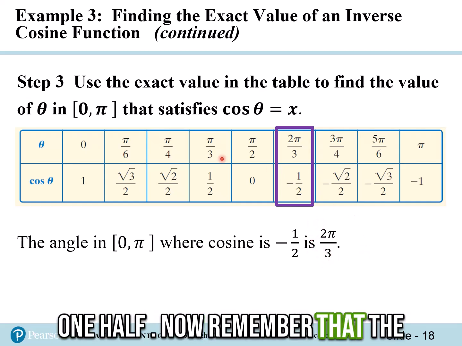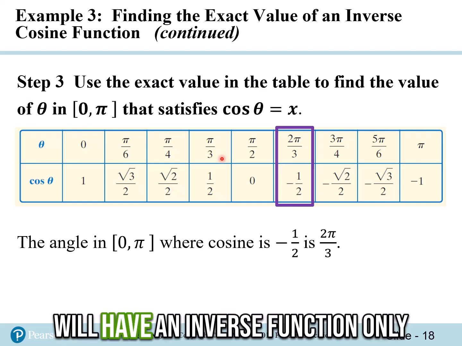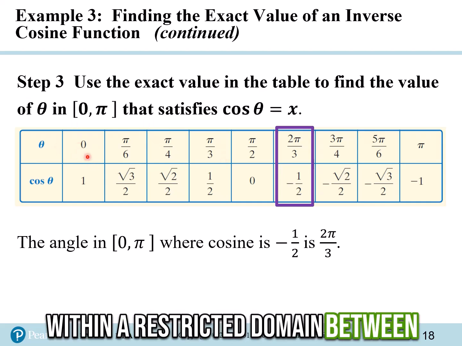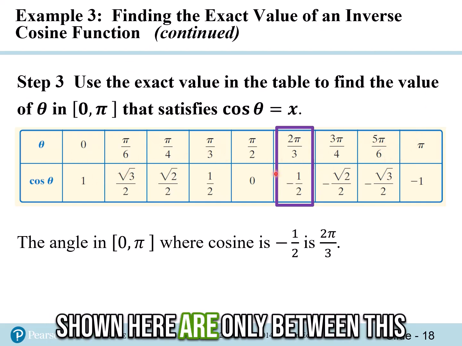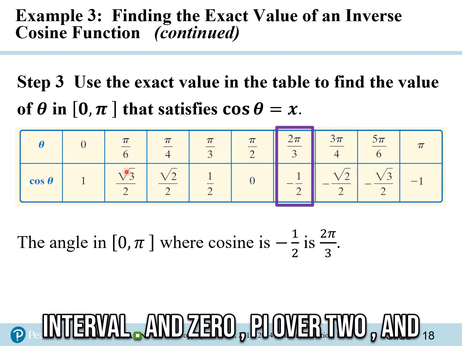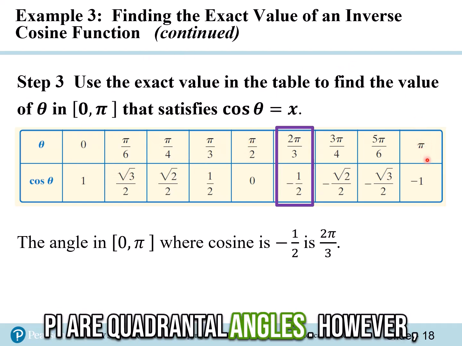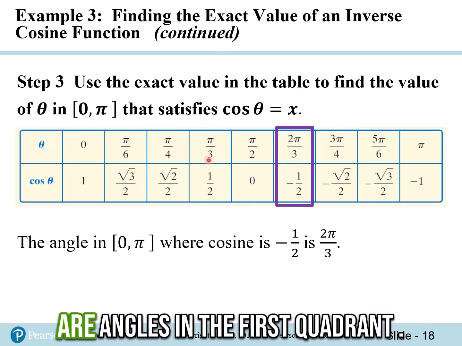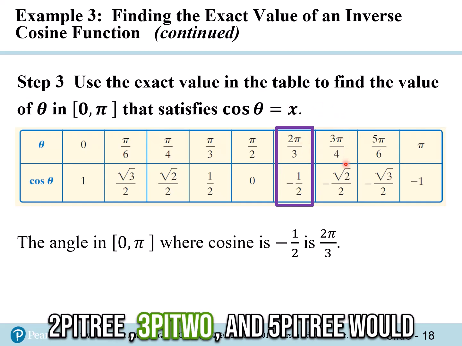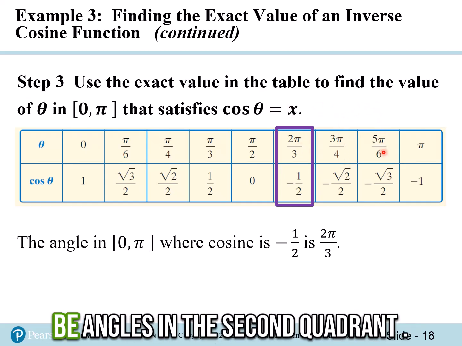Now, remember that the cosine function will have an inverse function only within a restricted domain between 0 and pi. That's why the angles shown here are only between this interval. And 0, pi over 2 and pi are quadrantal angles. However, the angles pi over 6, pi over 4 and pi over 3 are angles in the first quadrant. 2 pi over 3, 3 pi over 4 and 5 pi over 6 would be angles in the second quadrant.